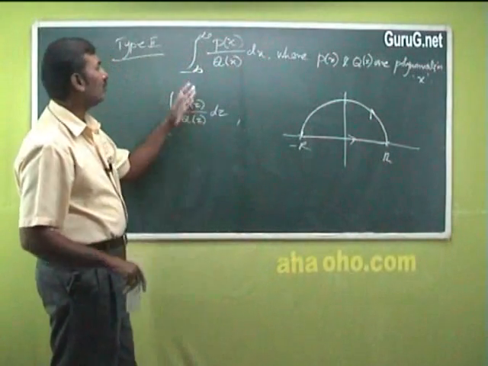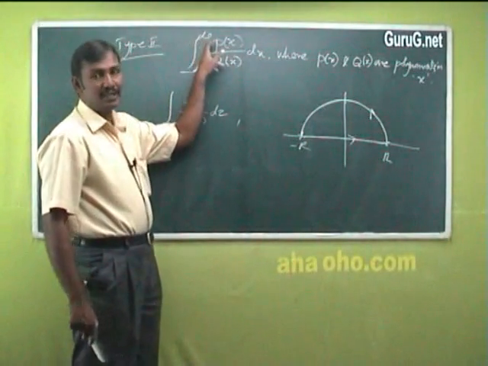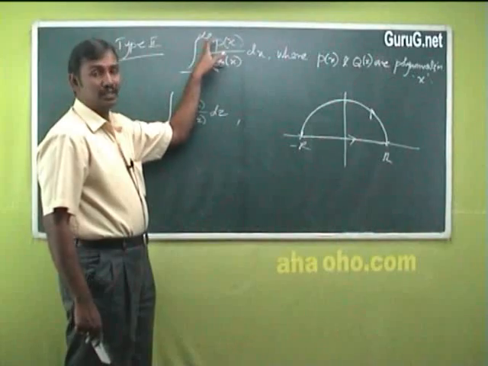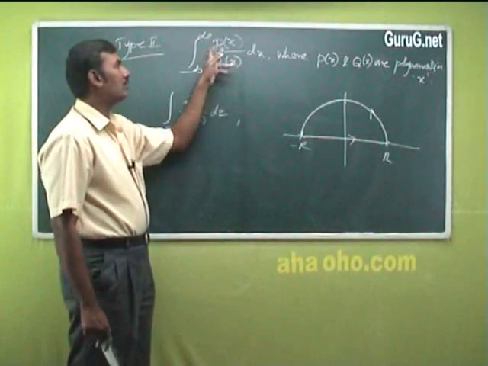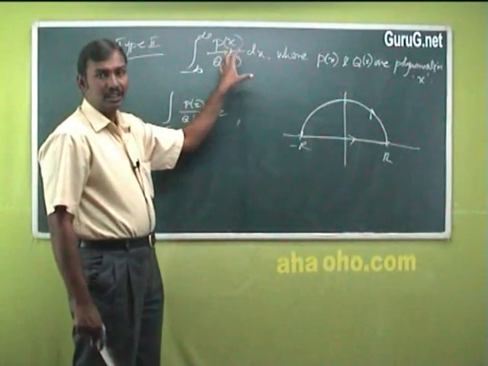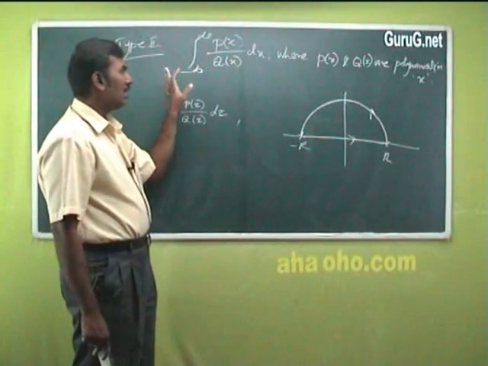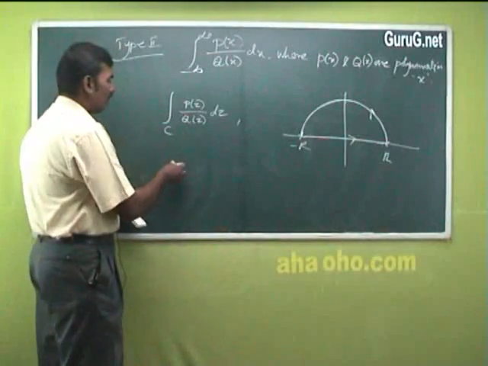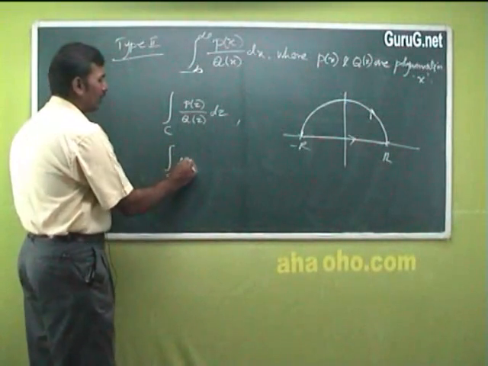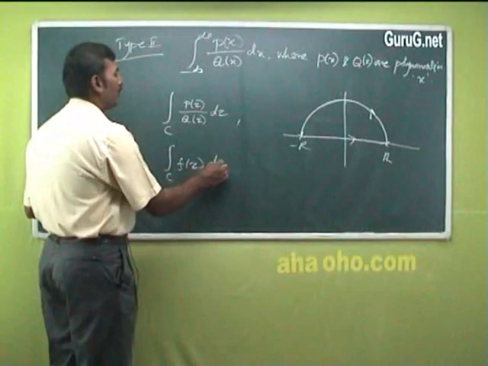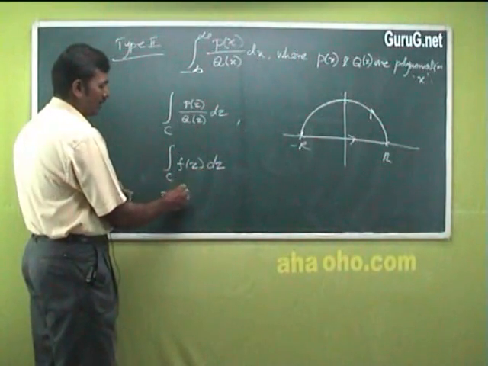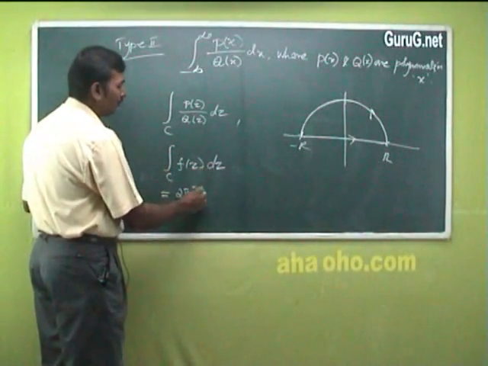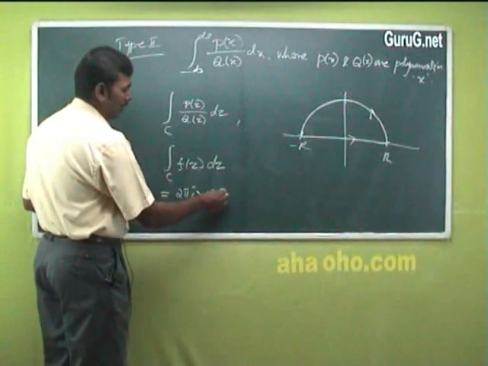If it is of type 2, either minus infinity to plus infinity or 0 to infinity. So என்ன கொடுத்திருந்தாலும் the function வந்து polynomial in x இருந்துச்சுன்னா that comes under type 2, right? If it is type 2, you simply replace x by z and we have to evaluate, which is of the form, integral over c f of z dz. You simply apply the formula Cauchy's residue theorem. So 2 pi i into sum of the residues, right?